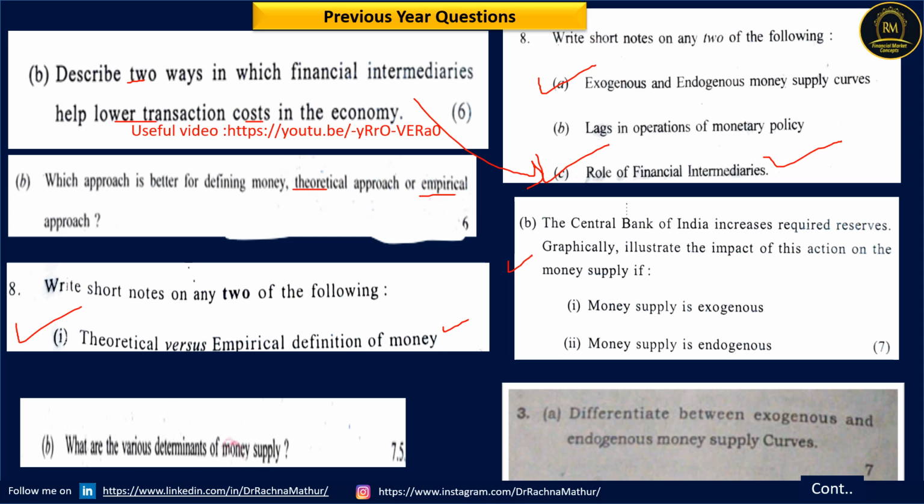So you have to prepare this answer with the figure. Again it has been repeated, the second 7-marker question: differentiate between exogenous and endogenous money supply curve. So this is a very important part of your syllabus. Prepare it very nicely. Next is what are the various determinants of money supply.